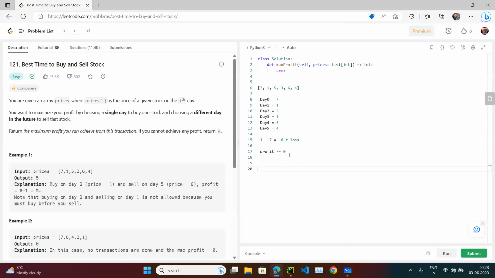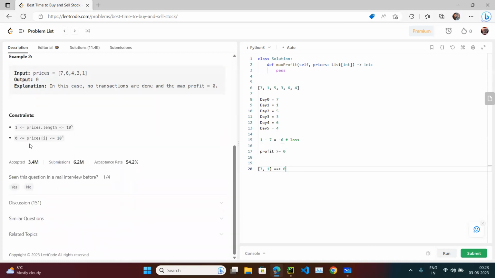As an example, let's suppose the array is 7 and 1. Only these two. The only option is that I can purchase at 7 and sell at 1. Then there is a loss, so there is no profit, and the output will be 0 in this case. Along with that, the prices' length can be equal to 1. If the length is 1, then I can only buy but I can't sell, so the profit should be 0.